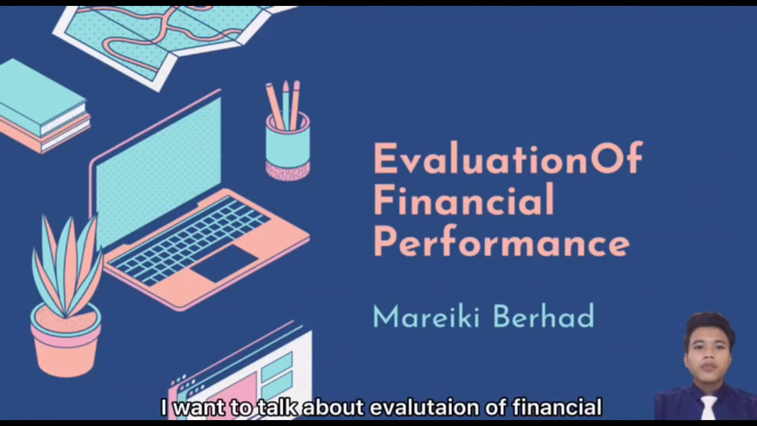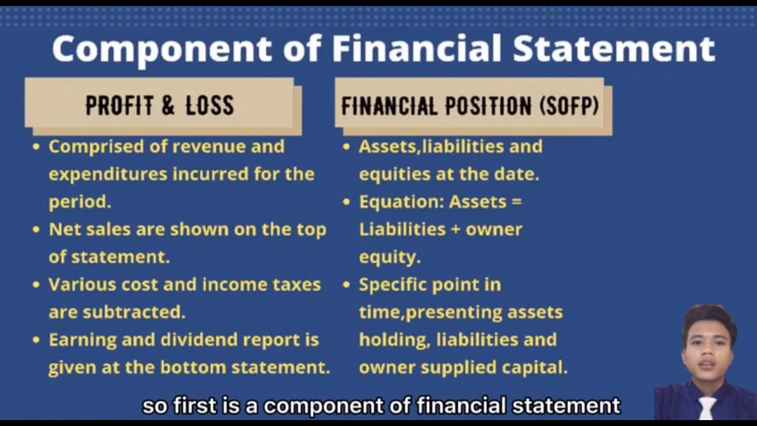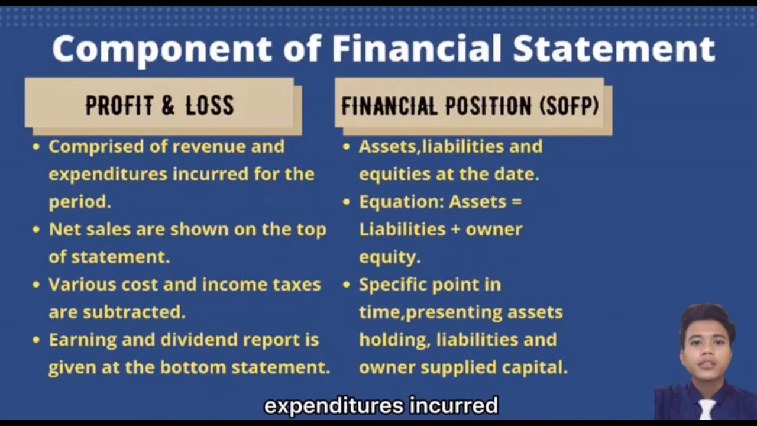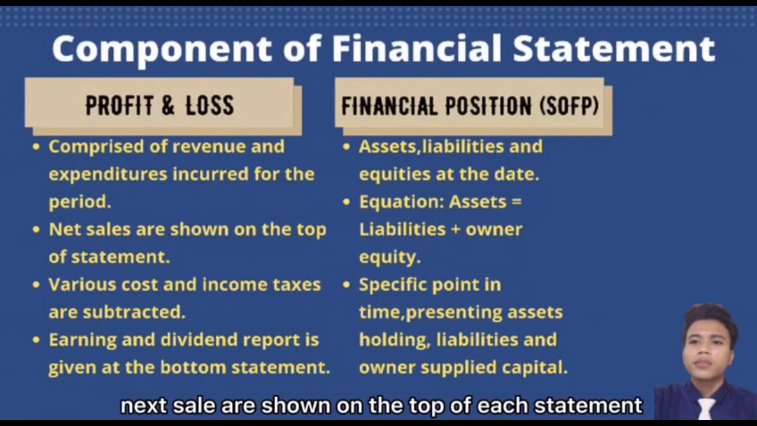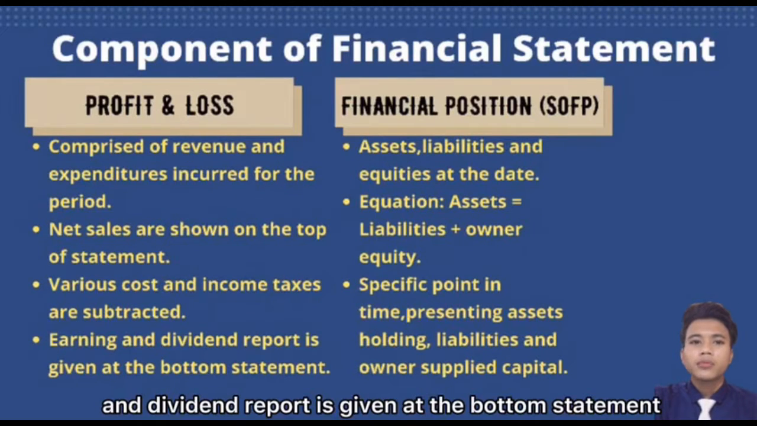Today I want to talk about the evaluation of financial performance for Mariki Berhad company. So, first is the components of financial statement. Statement number 1 is profit and loss. It is comprised of revenue and expenditures incurred in the period. Net sales are shown at the top of each statement. Various costs and income tax are subtracted. Earnings and dividend report is given at the bottom of the statement.